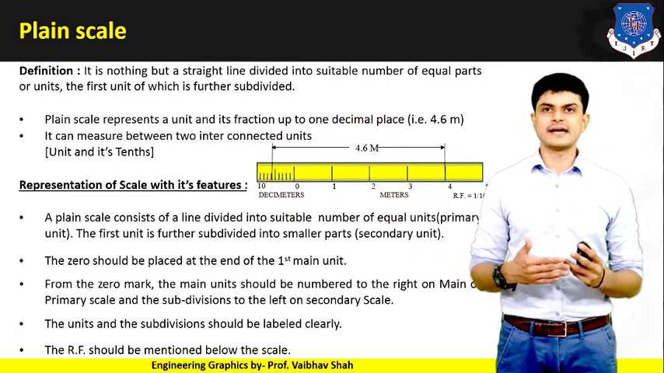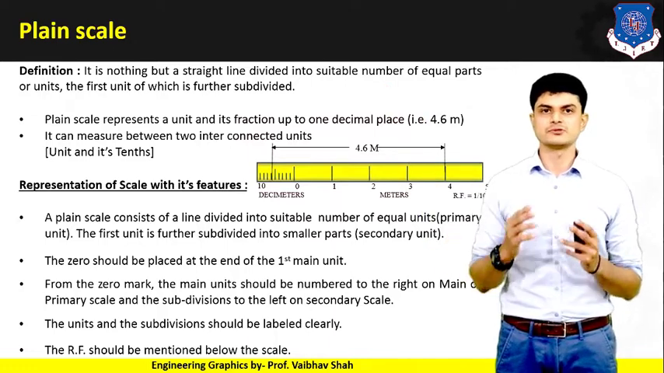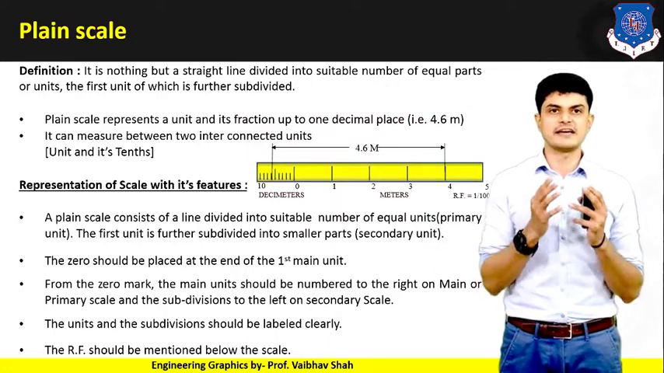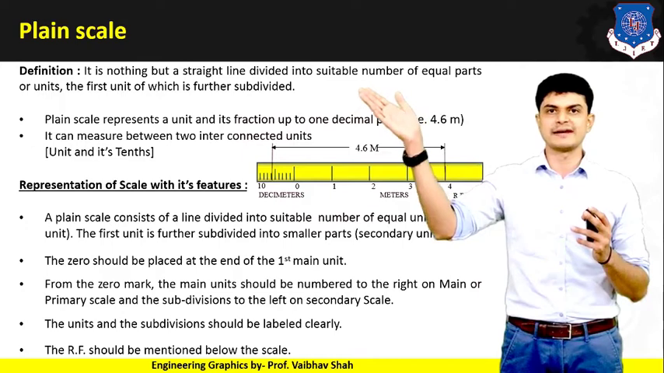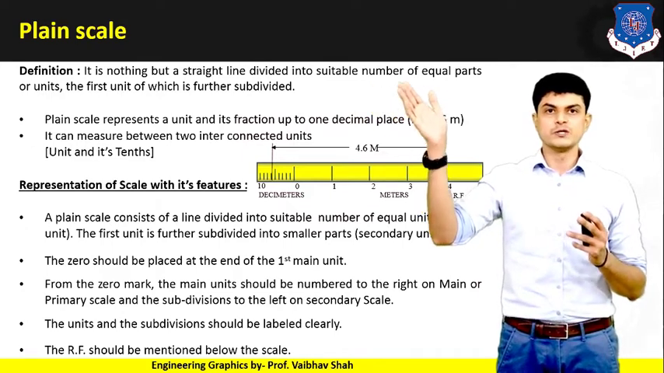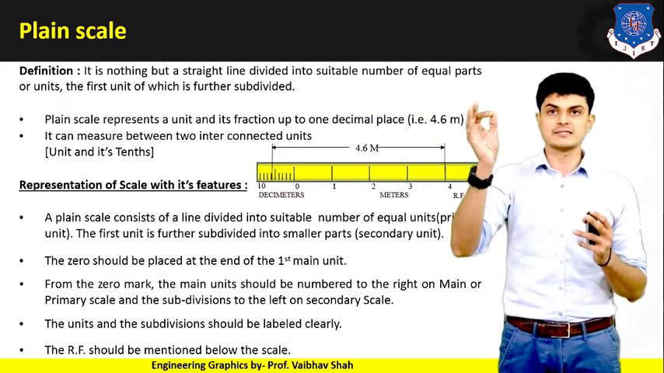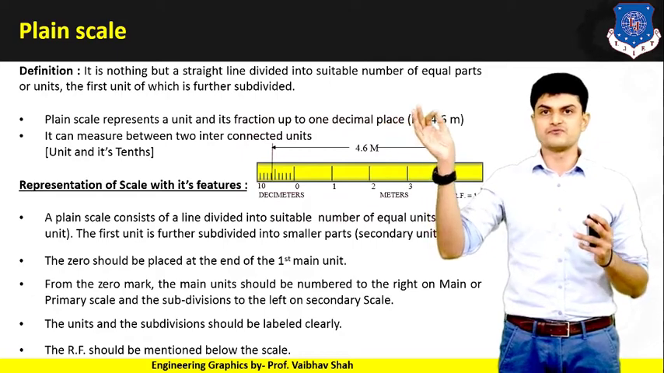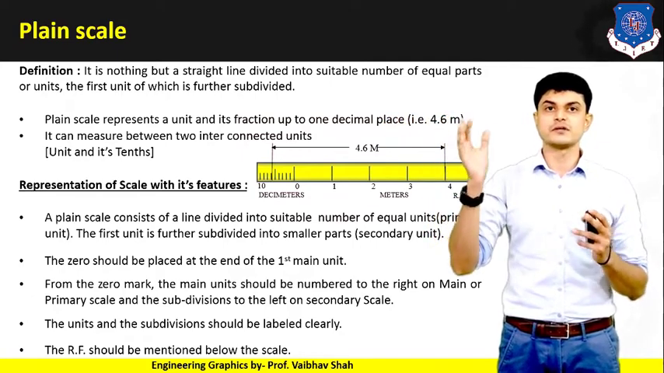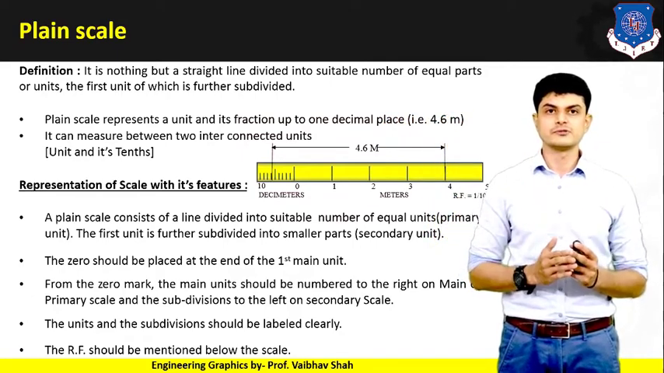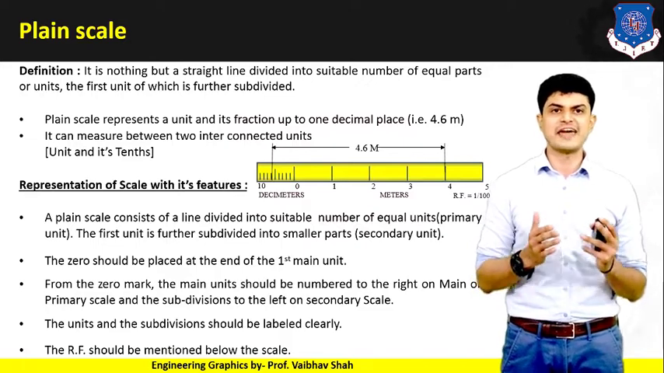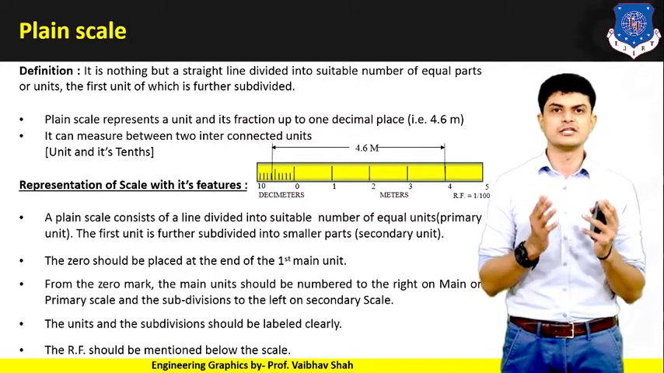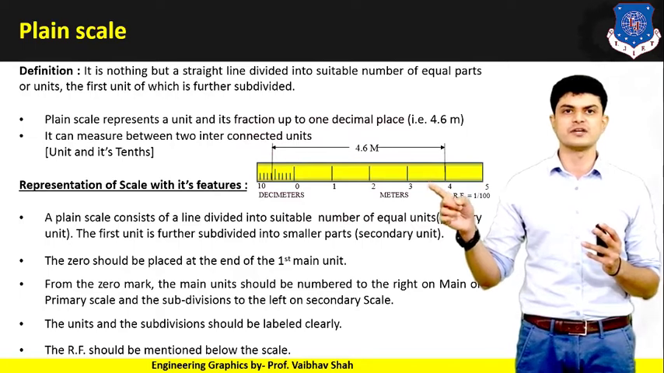So let us understand a plane scale by its definition. It is nothing but a straight line divided into suitable number of equal parts or units, the first unit of which is further subdivided. Let us understand this definition very clearly by one illustration. As you can see, there is one figure of scale.